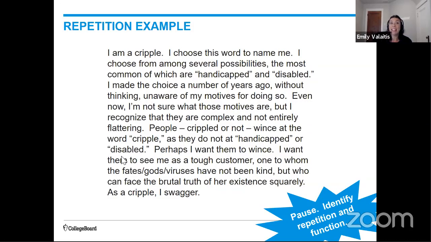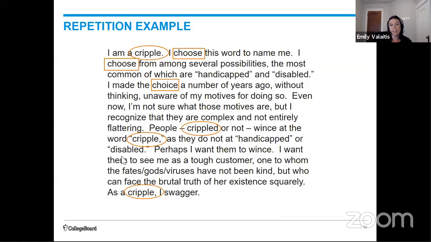All right, she has a lot of repetition in this short introduction to the passage itself. Specifically, the words cripple and choose or choice, some version of a choice is seen quite frequently. In this particular passage, she's talking about how, and you can see this toward the middle, she has chosen the word cripple, not handicapped or disabled, to describe her condition of multiple sclerosis. So it's a choice that she has made.